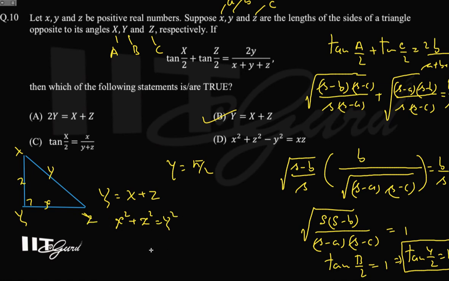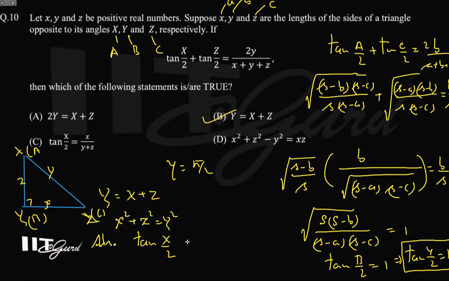So that is what we say here, and also what do you say here, tan x by 2, that is this part. To check this one, tan x by 2 means this here, you can say this is a, this is b, and this is capital C.